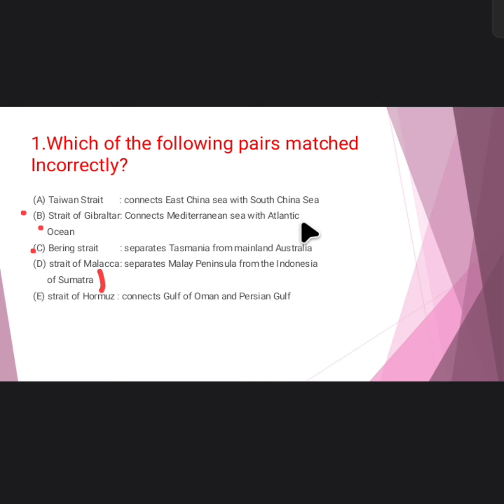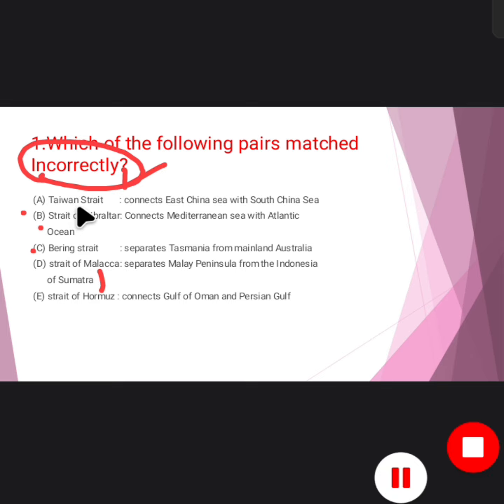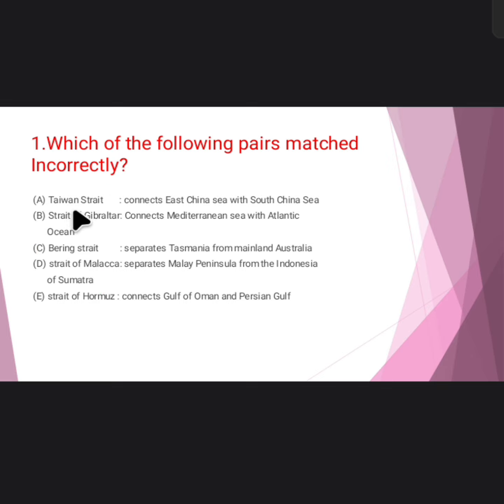The question is asking to choose the incorrect option, so we have to notice this particularly and very importantly while you are reading the question. So the question is asking to choose the incorrect one. So before solving this question, let's understand the locations of these straits in the world.